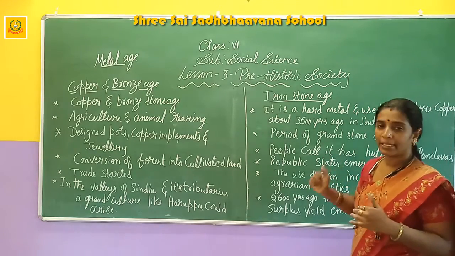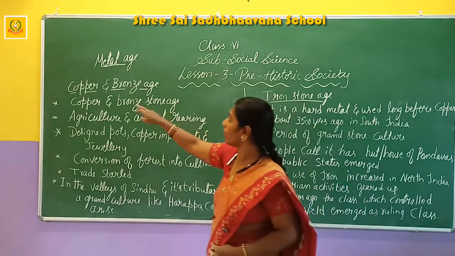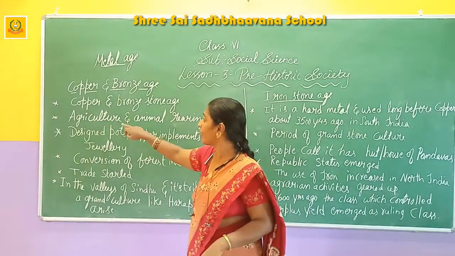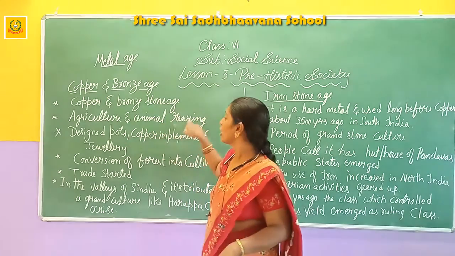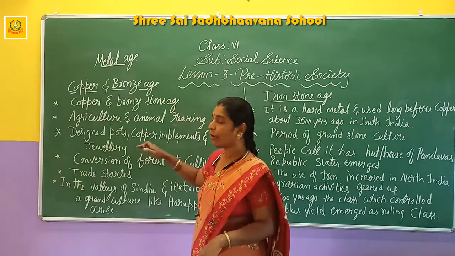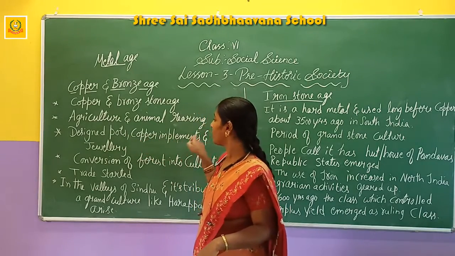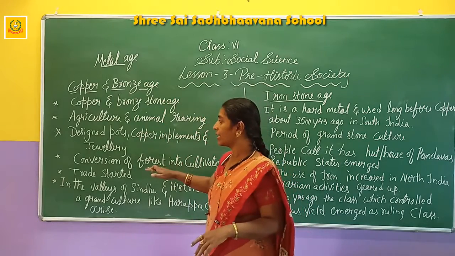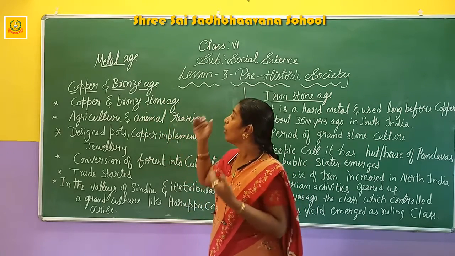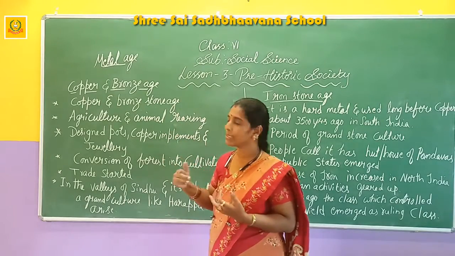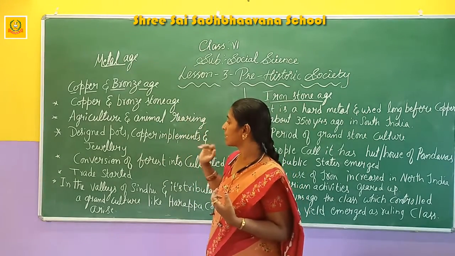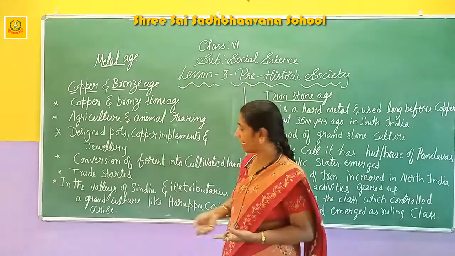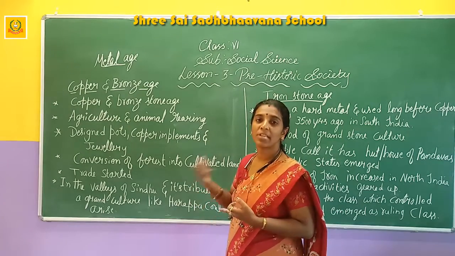Children, let me revise once again. The Copper and Bronze Age is also called the Copper and Bronze Stone Age. They depended upon agriculture, and animal rearing was their important occupation. We found designed pots, copper implements and jewelries belonging to this age. Bronze is harder than copper because it is an alloy. Using that, they converted forest area into cultivated land. Thus the yield became surplus.